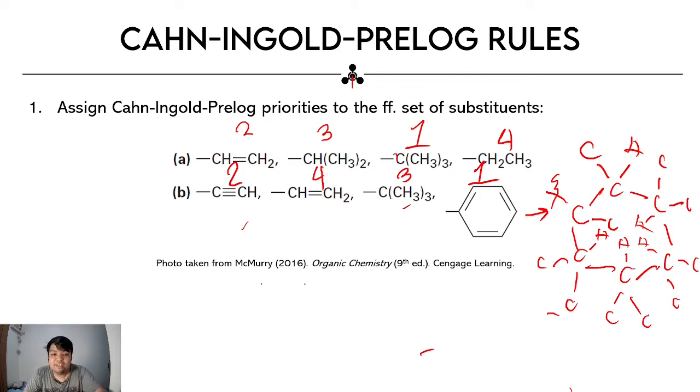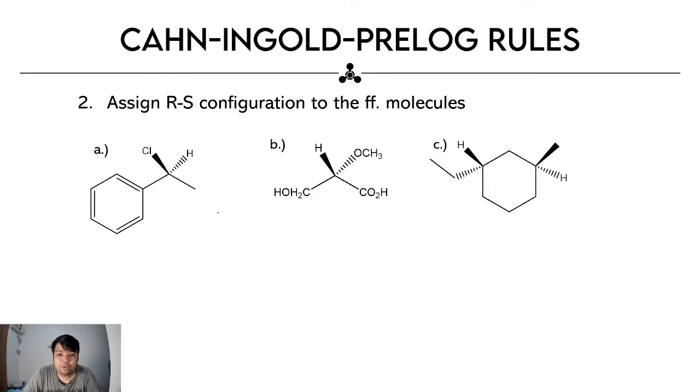Okay, I hope you understand, guys. So let's try actually assigning RS configuration. So let's try for this example here for letter A. Now, convenient for us, H is already at the back. The lowest priority, which is hydrogen, obviously, is already at the back.